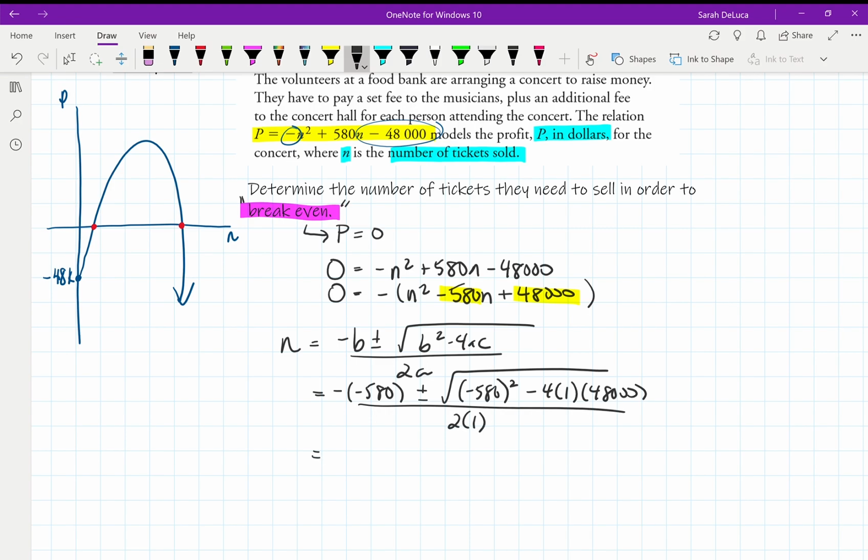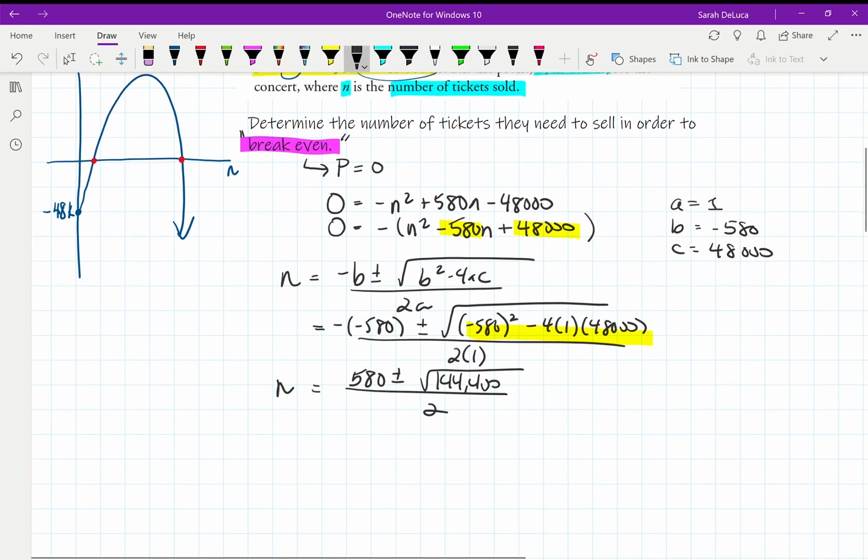Remember to go to the side if you're prone to making slip-ups. Maybe good to list those out. So we have 580 plus or minus, and remember, we're going to do all of this inside the bracket at one time. So 580 squared minus 4 times 48,000 is the square root of 144,400, all over 2. So there's n.